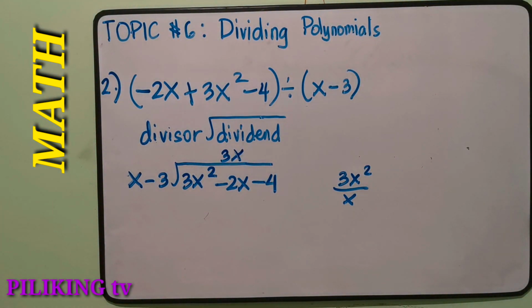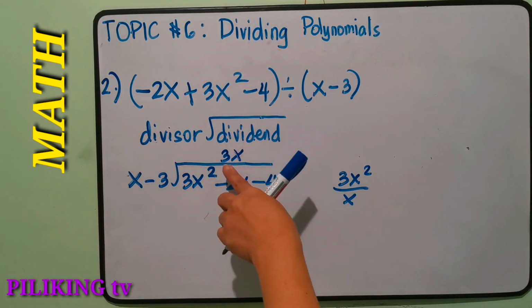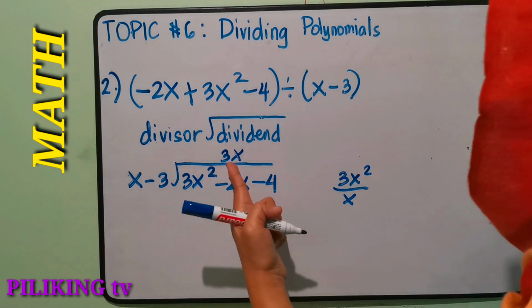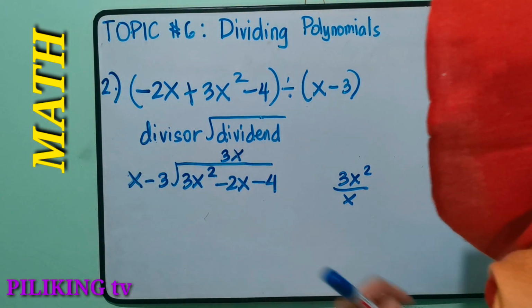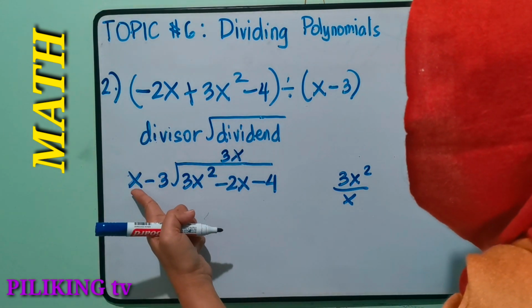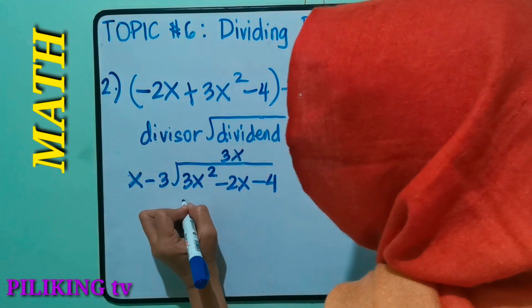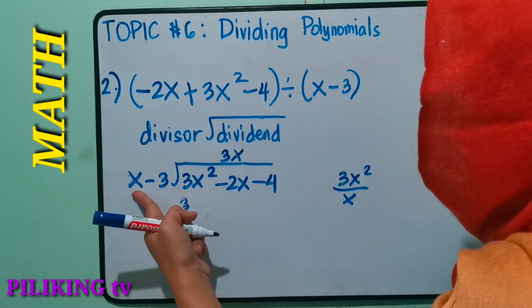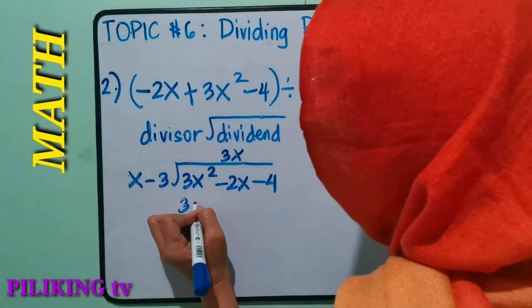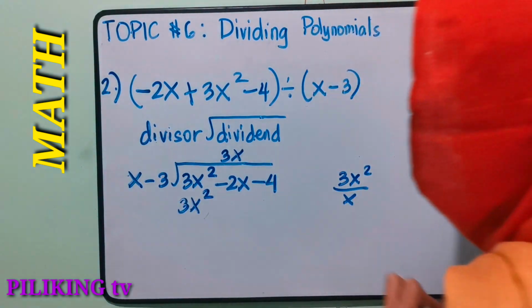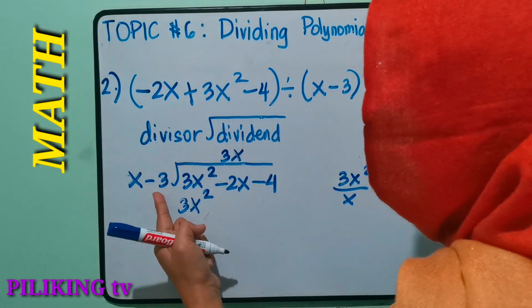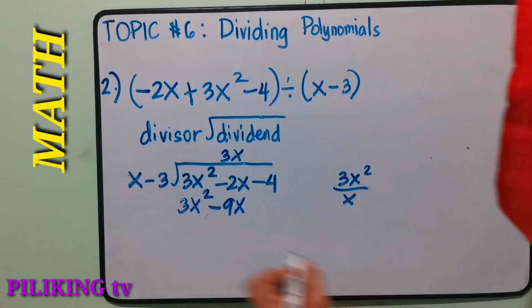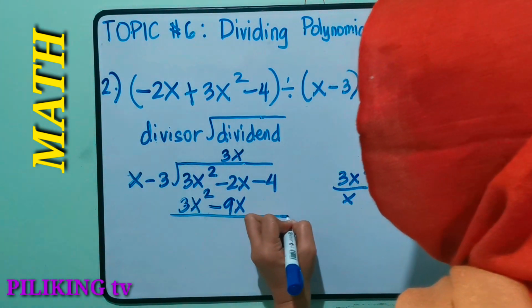Okay, next, for our step 3, multiply the quotient in step 2 by the divisor. Our quotient is 3x, then you multiply it by x. So 3x times x, you write here 3, then applying the law of exponent, x times x, you add the exponents to get 2. So therefore we have 3x squared. And then 3x times negative 3, that is negative 9x. Okay? Then you put a fractional bar.